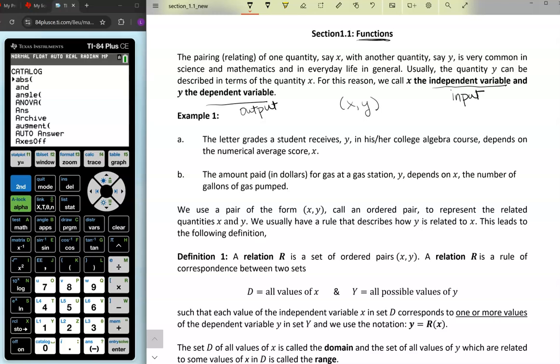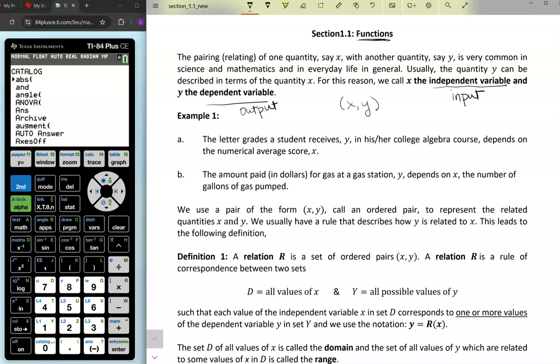And here, under the first example, are some examples of how you can relate things to each other. The first example talks about a letter grade, which is an output in some course, and it depends on the numerical average that is calculated in the grade book, which is x. So x, the numerical grade in the grade book, is the input, and once that's put in, the letter grade is figured out from some set of parameters.